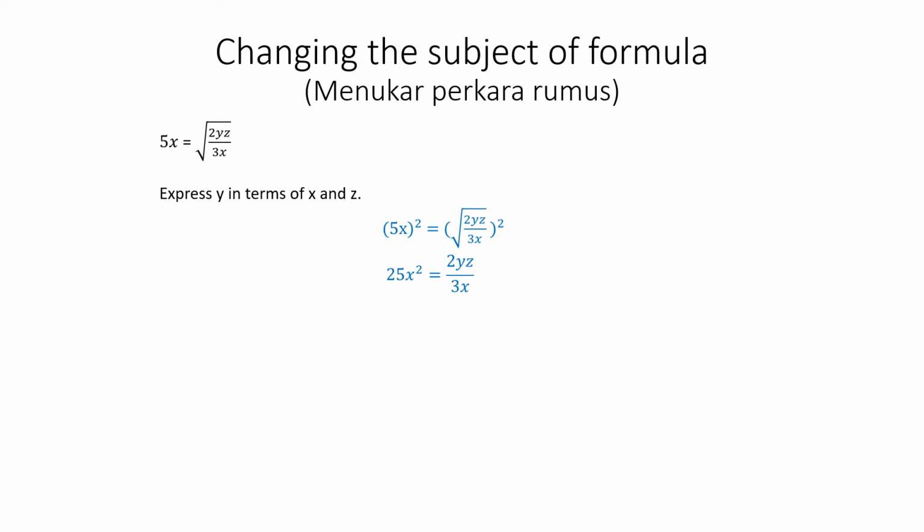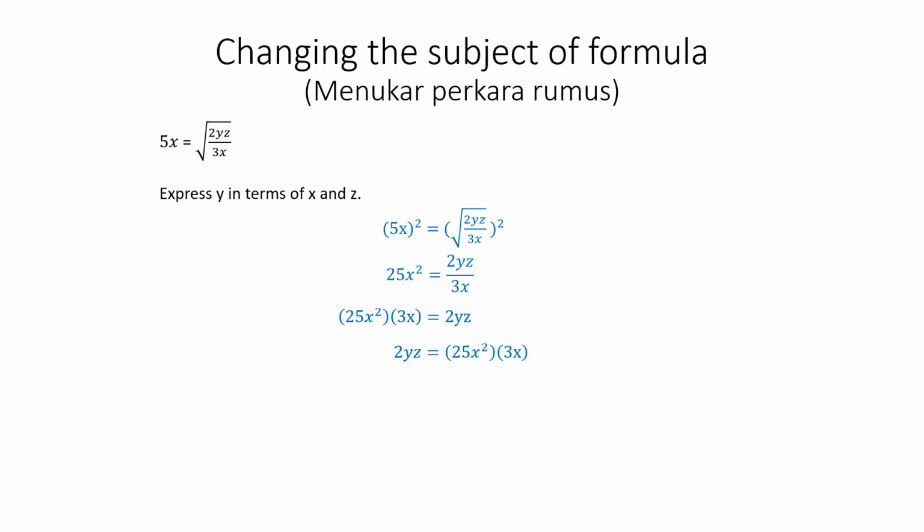And next, I need to move the 3x to the other side. So the multiplication will become division when it comes to the other side. So it's 25x squared multiplied by 3x. And this is also equal to this. I just flip over from the left hand side to the right hand side.